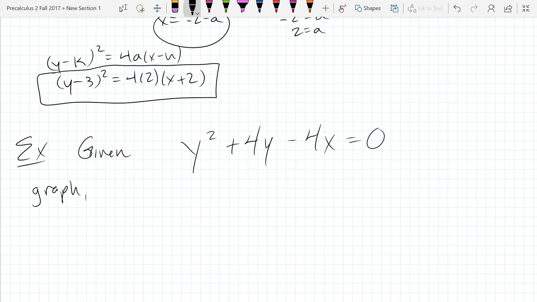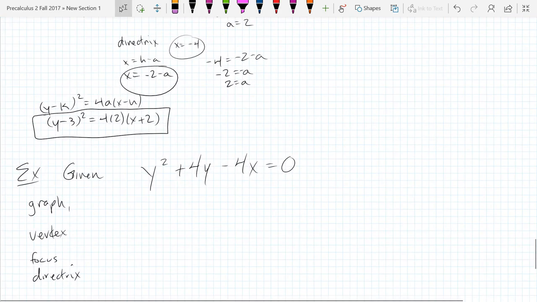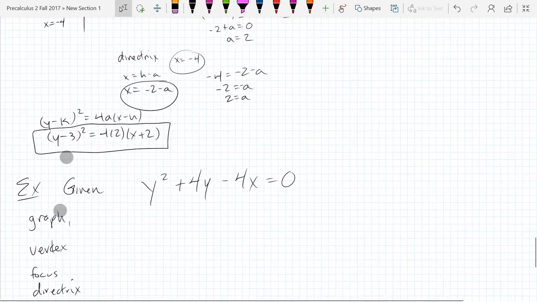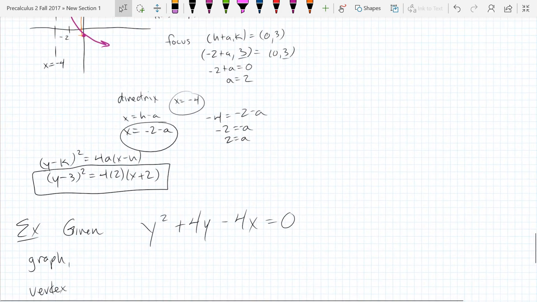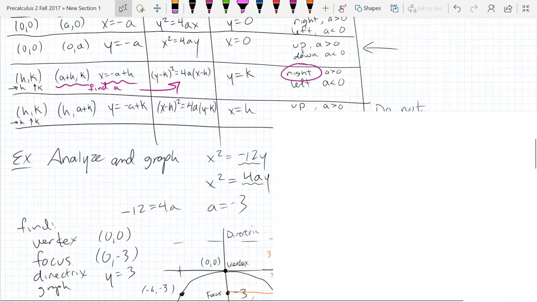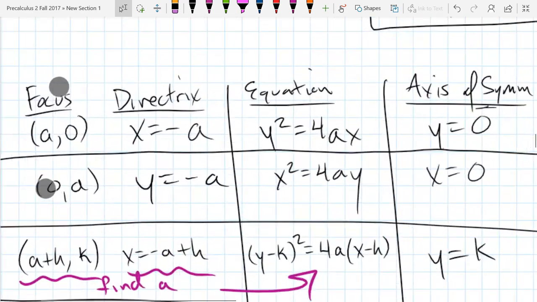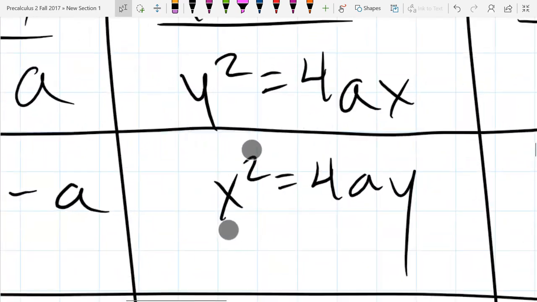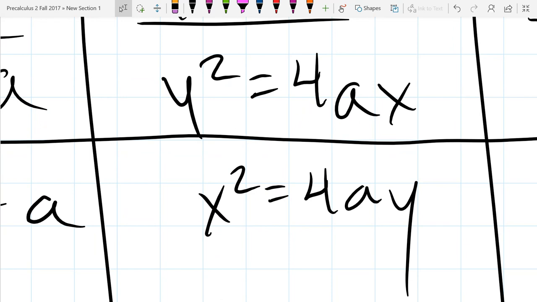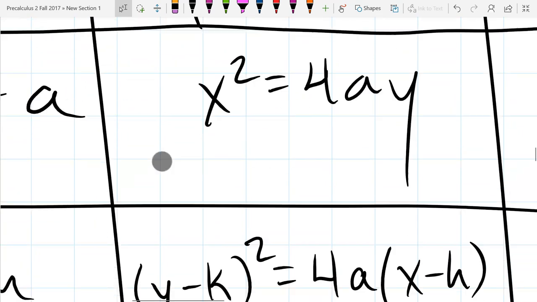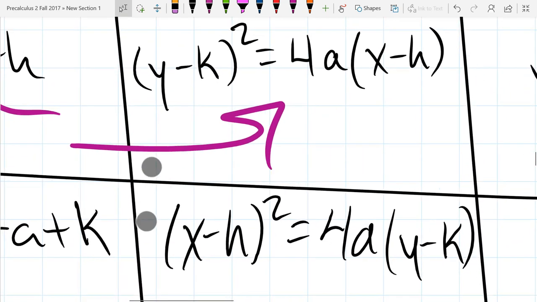So I want to graph and the vertex, focus, and directrix. So how do we know that this is not going to have vertex at the origin? So let's run back up to the chart that we made. And I'm just looking at the equation column, there's no way I have one of these two because there's basically three terms in it, not just two. So I can't have one of these two. The other two choices are these.